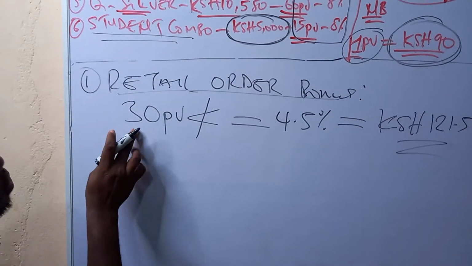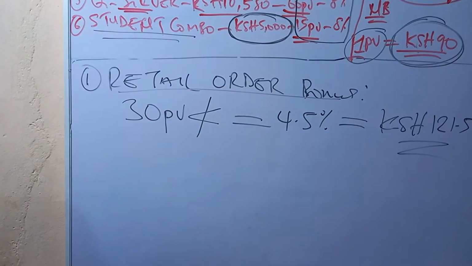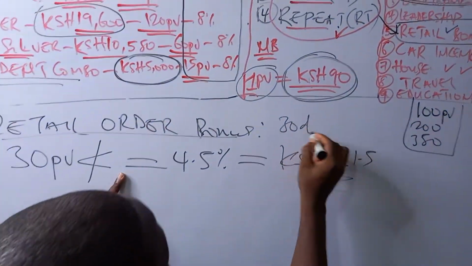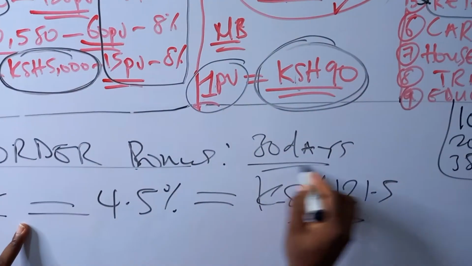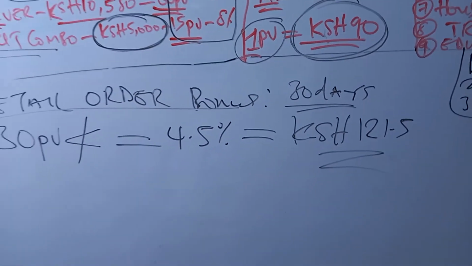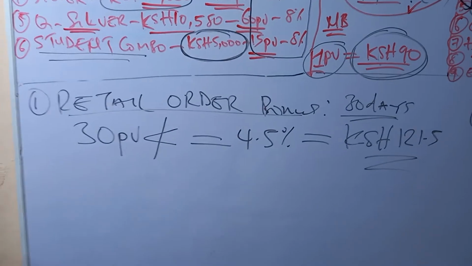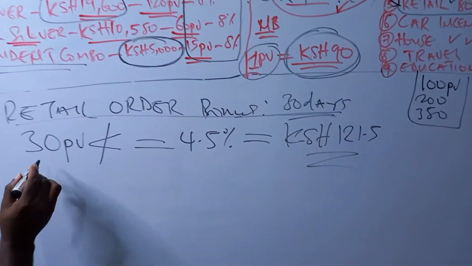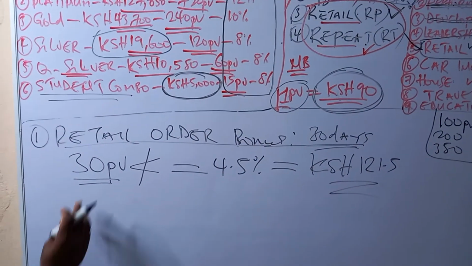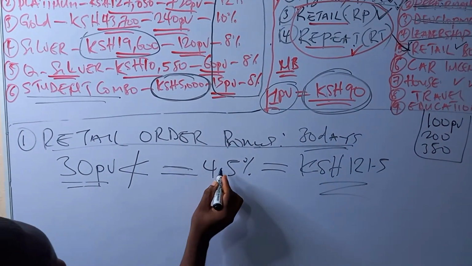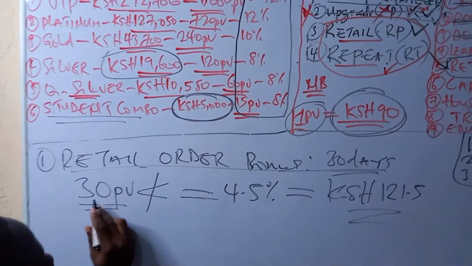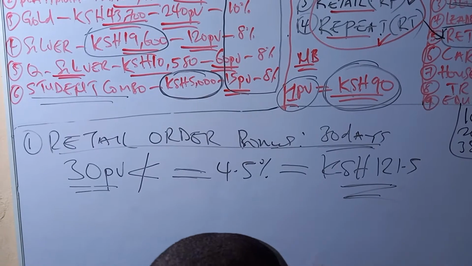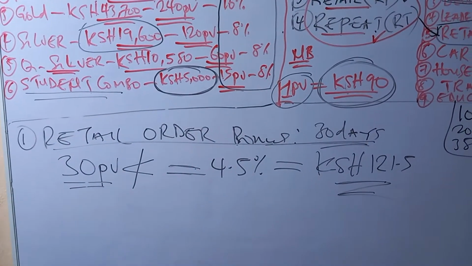So it simply means that the first way we are going to get paid on retail bonus is that for the whole products you bought in a whole 30 days, you have 30 days, Monday to Sunday, 30 good days. If in the whole 30 days, everything you bought is not less than 30 PVs, Longrich says we are going to pay you 4.5%. 4.5% of 30 PVs, you are going to get 121.50 Kenyan shilling, I don't know what you call it, pesa or so.